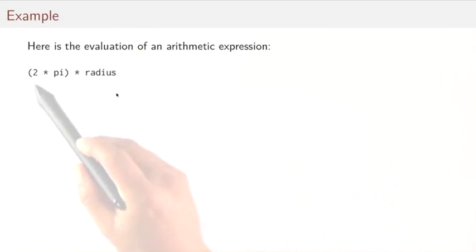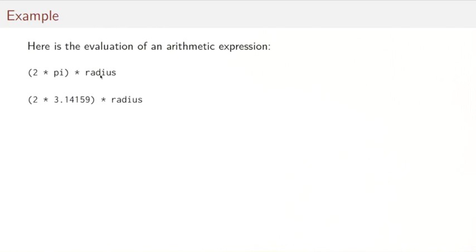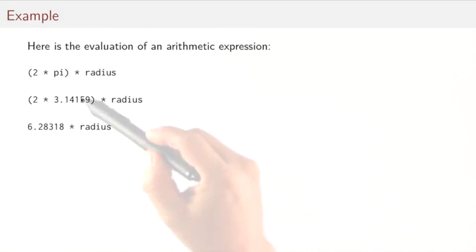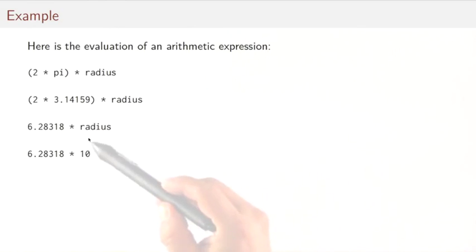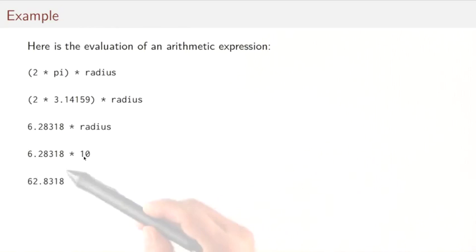Here's the evaluation of the arithmetic expression 2 times pi times radius. What's happening there? First thing we do is we look up the name pi and we get its definition 3.14159. Then we perform the arithmetic operation on the left. Then we look up the radius, evaluate radius yielding 10, and finally we perform the final multiplication yielding the result.